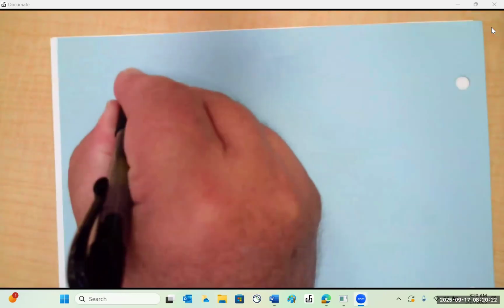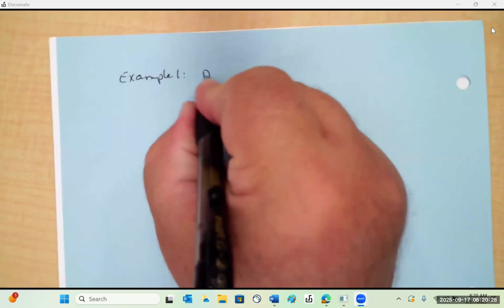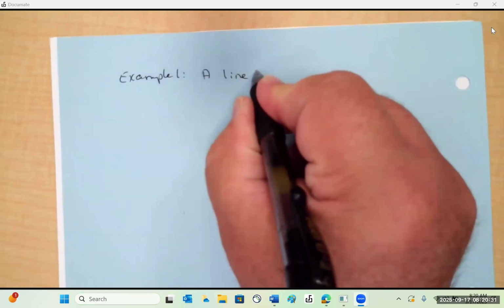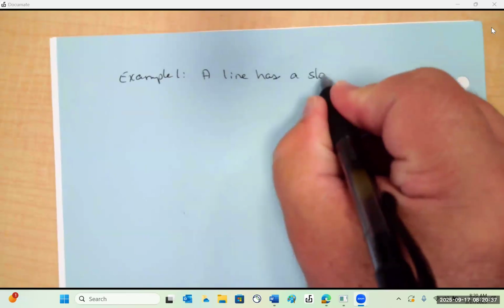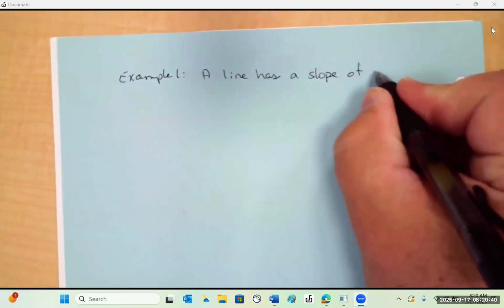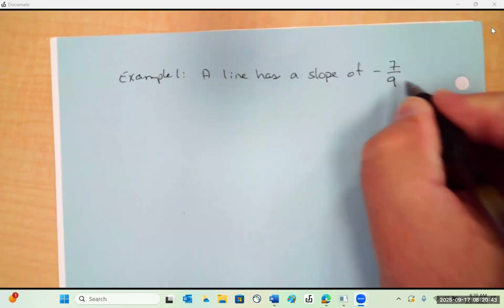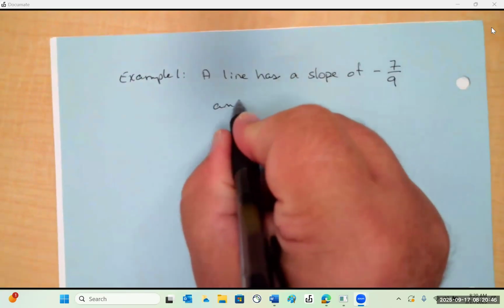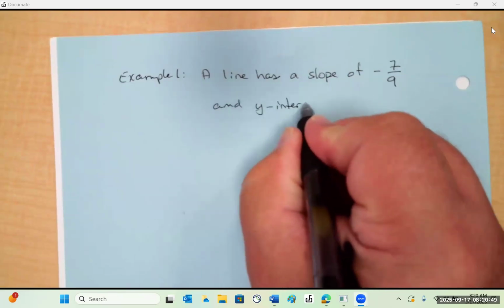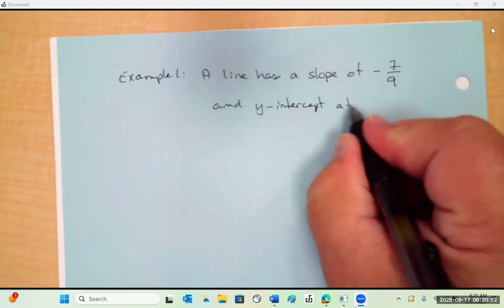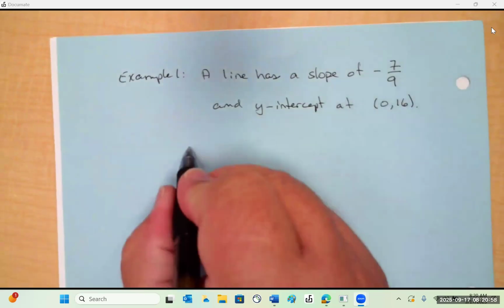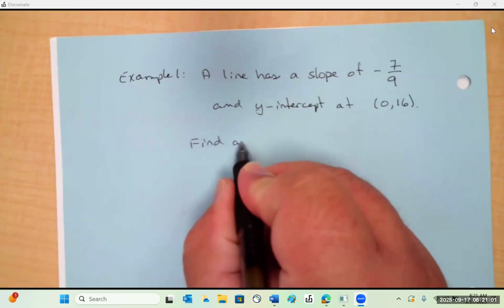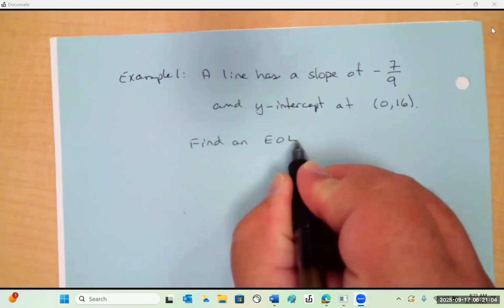Example 1. A line has a slope of -7/9 and a y-intercept at 0, 16. Find an equation of the line.